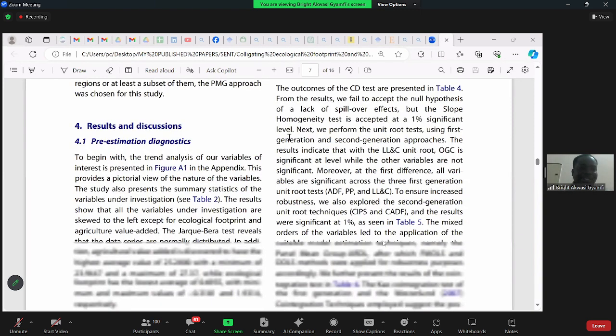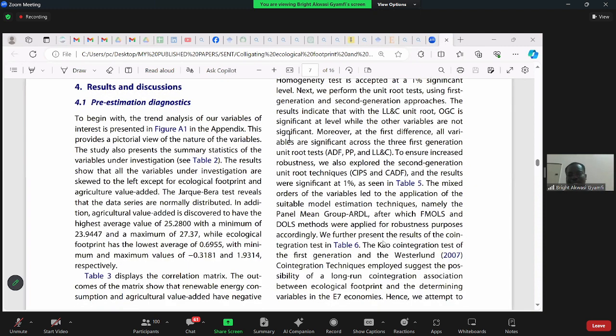Then the fourth section is the results and discussion.